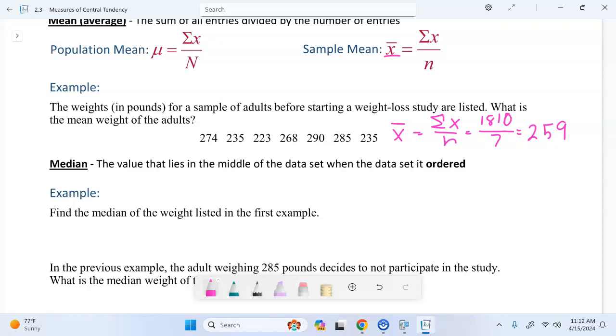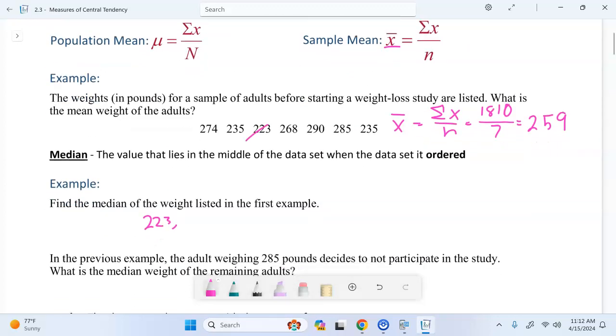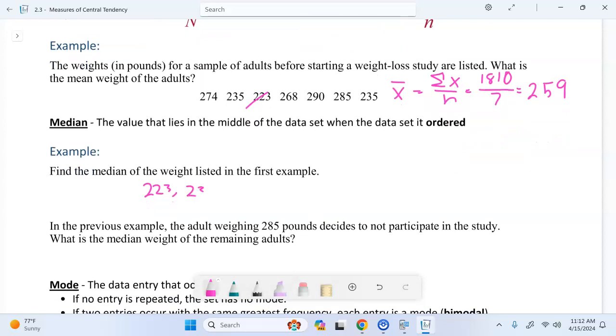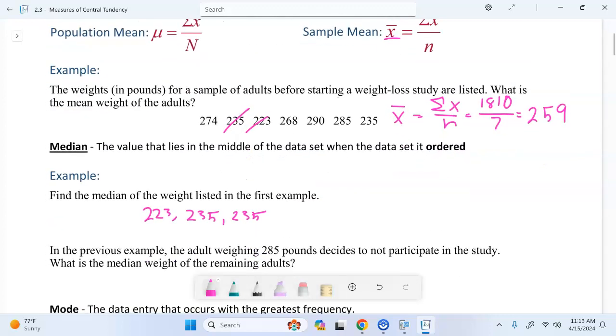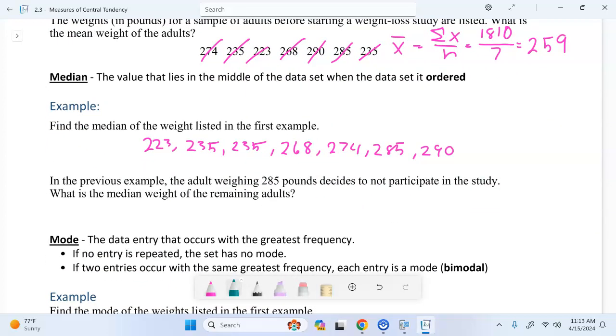So what number are we going to start with? And then after that, what's after 223? We have two of those. After that? 260. After that? 270. After that? 285. After that? 290. Don't break a sweat. What's our middle value? 268. So we want to find the number in the middle.